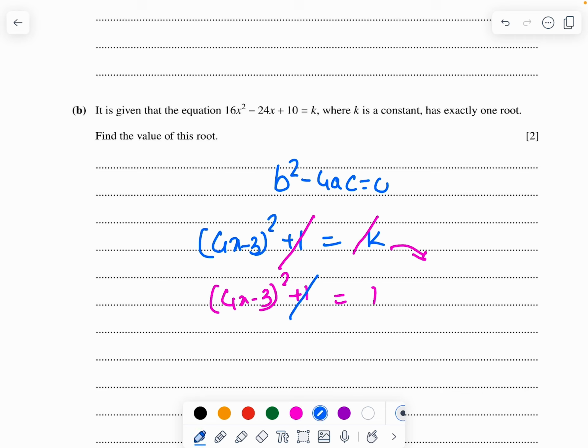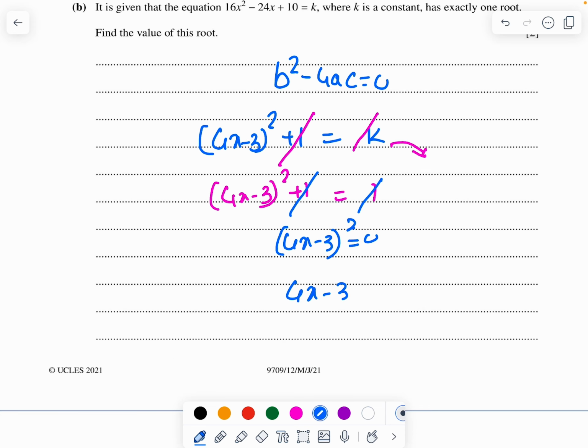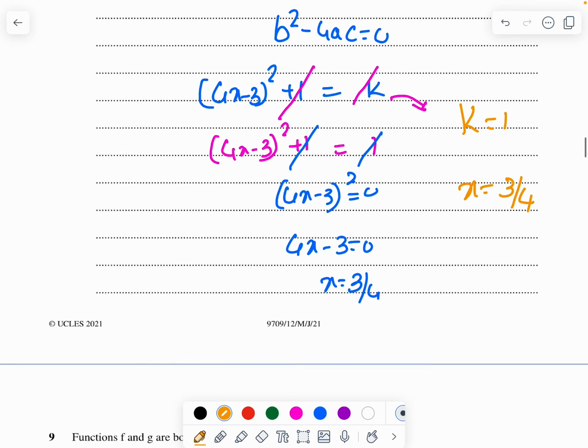So that 1 will get cancelled and I get (4x minus 3) whole square equals 0. I am able to get only one root. 4x minus 3 equals 0, x equals 3 upon 4. So what is the value of k? The k value should be equal to 1. And what is that root? 3 upon 4 is going to be the root.